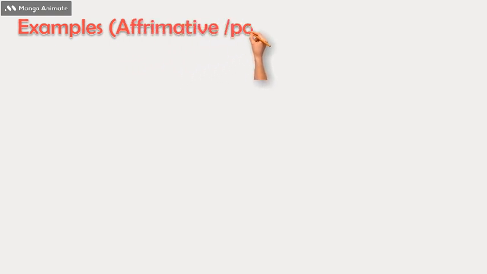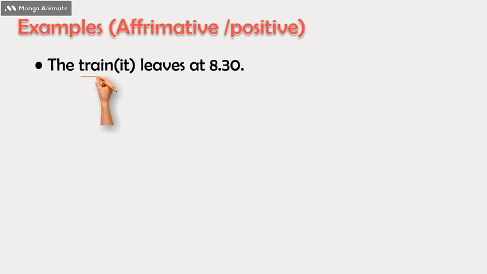Okay, let's look at some affirmative or positive sentences. First one is the train leaves at 8:30. Here we can use the pronoun it for train. Therefore, we have to use the verb plural form. Then the sentence is the train leaves at 8:30. It means the train leaves at 8:30 every day, and it's a daily action.